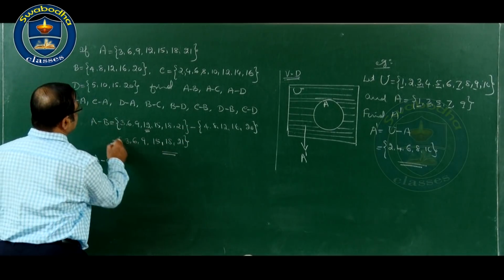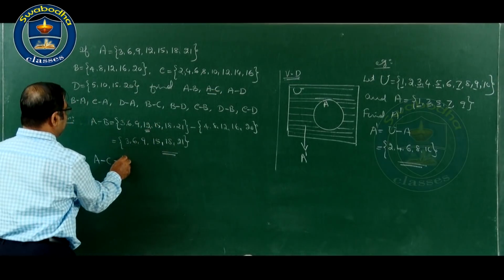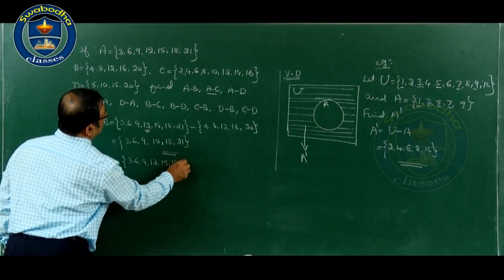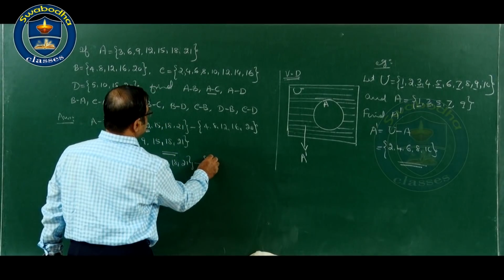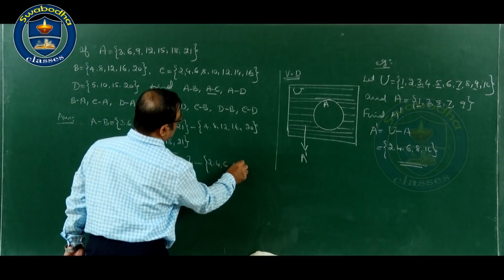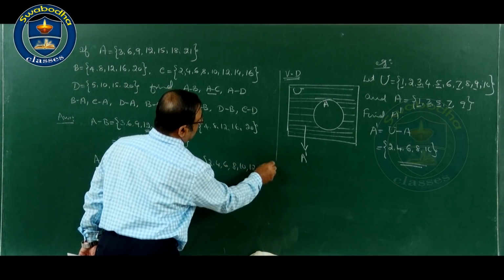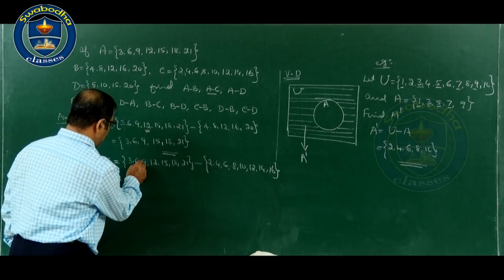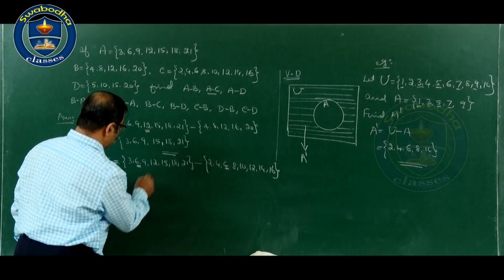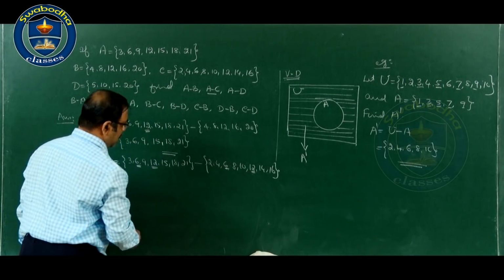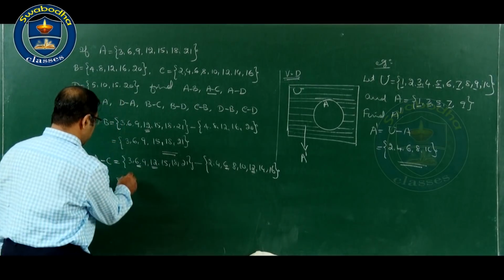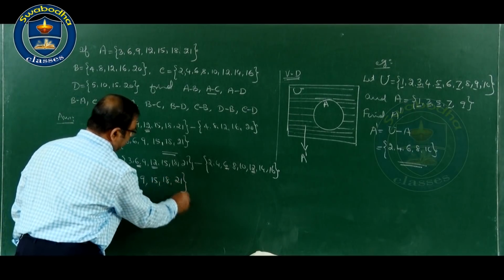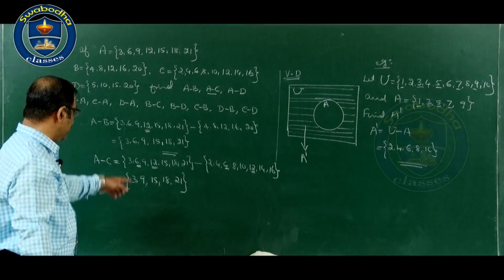Now A minus C. What is this A minus C? A is equal to 3, 6, 9, 12, 15, 18, 21. C is 2, 4, 6, 8, 10, 12, 14, then 16. Now identify the common elements. 2, 4 not there, 6. Next 12. Other elements are not there. So it is 3, 9, 15, 18, 21.